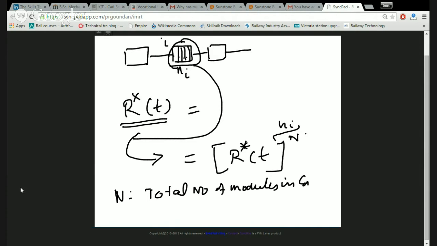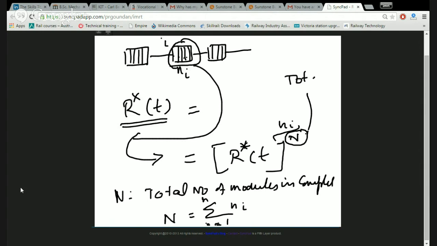That means how many modules are there? Each one has got more. I count all the modules. Total number of modules is the capital N here. Capital N is the total number of modules in the system. And Ni is the total number of modules in the subsystem. In other words, I am apportioning it proportional to the number of modules in each subsystem.